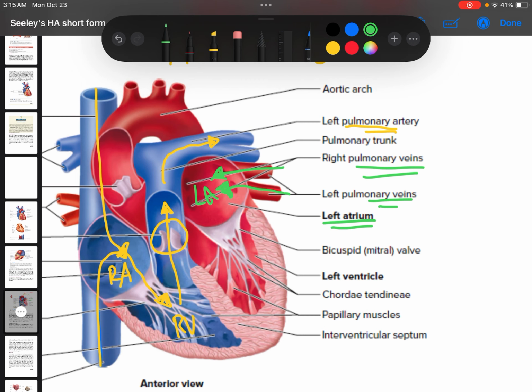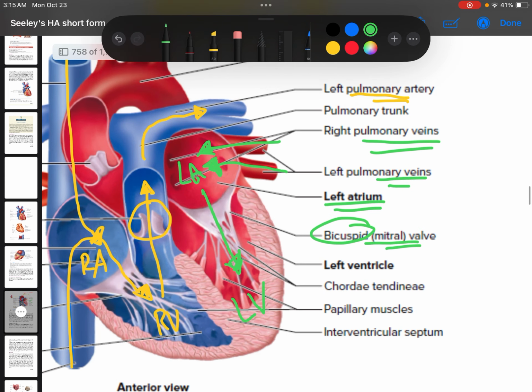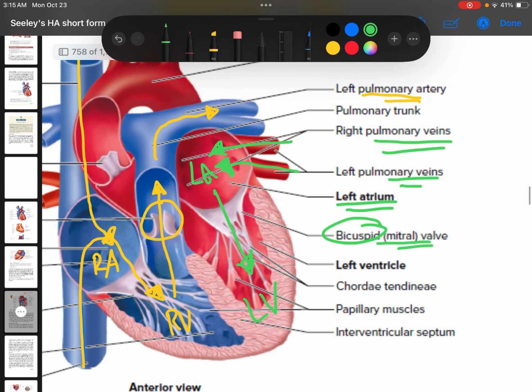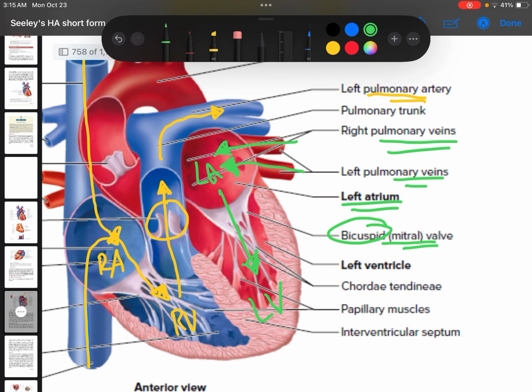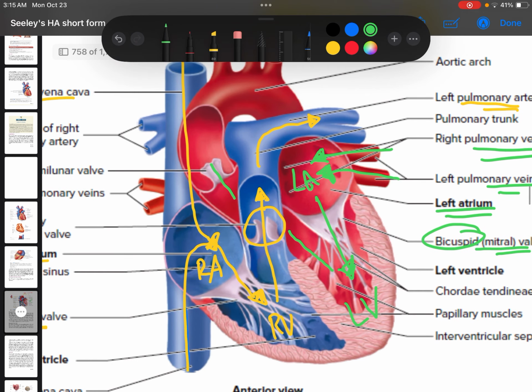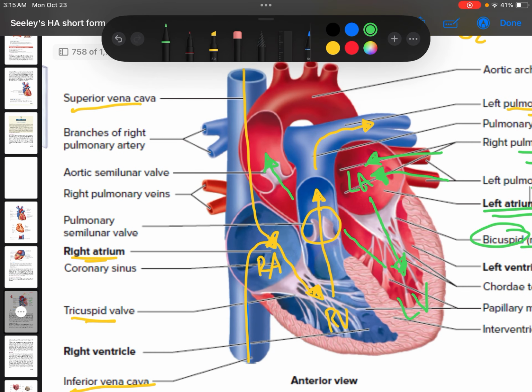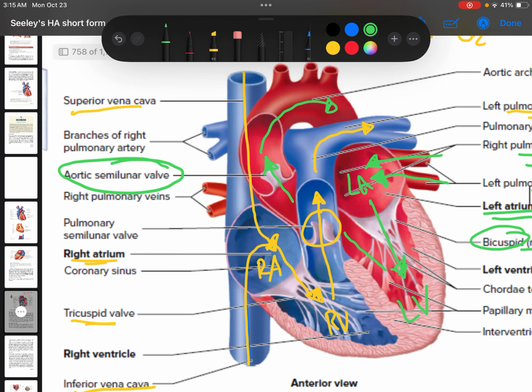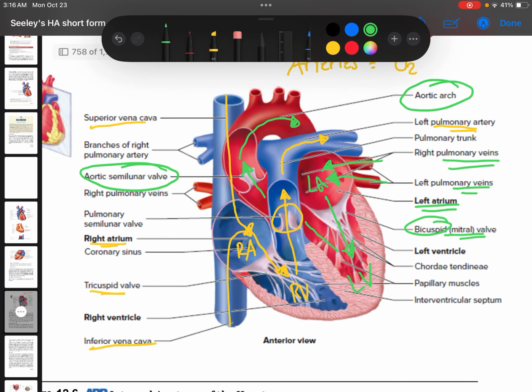Left atrium. After that, class, it will go down through your mitral valve or bicuspid valve and enter your left ventricle. Left ventricle. Now, once your left ventricle contracts, it will send the blood, okay, through your aortic semilunar valve and into your aorta. Okay, into your aorta.